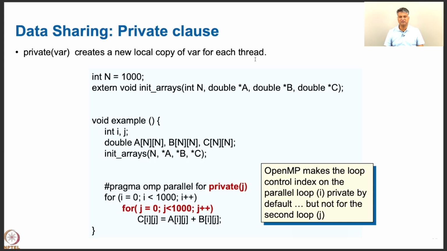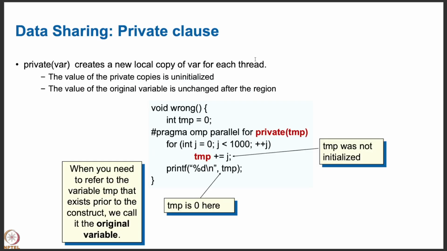But if I indicate that j is private, then each of the threads will have its own copy of j, which then makes this program correct. When we use the private variable, it creates a new local copy for that variable. But the private copies are generally uninitialized, and the value of the original variable is typically unchanged after the region.